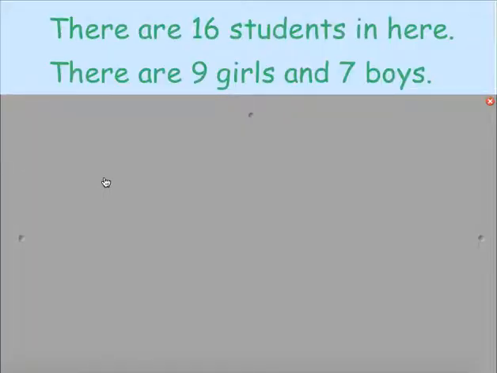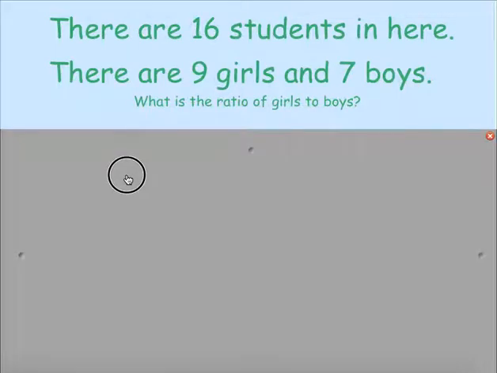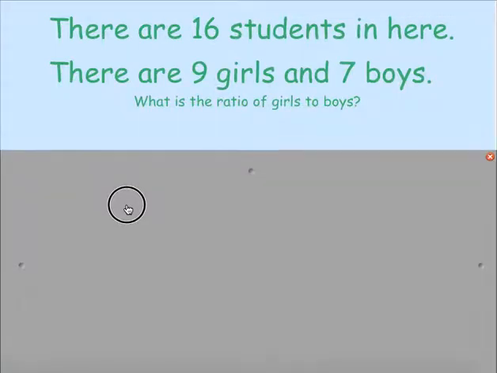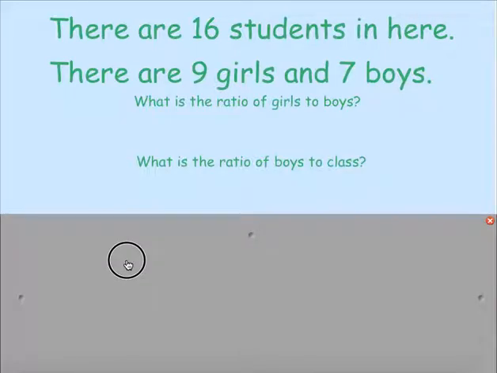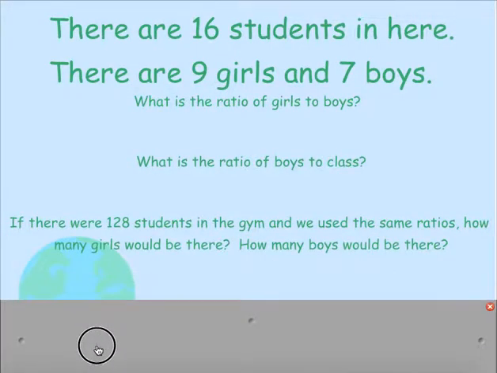Okay, if we have 16 students and 9 are girls, 7 are boys, what's the ratio of girls to boys? Well, we would say that's 9 to 7. Or the ratio of boys to the class, we would say that's 7 to 16. And we could use those ratios to figure out how many girls and boys would be in the gym for 128 students.